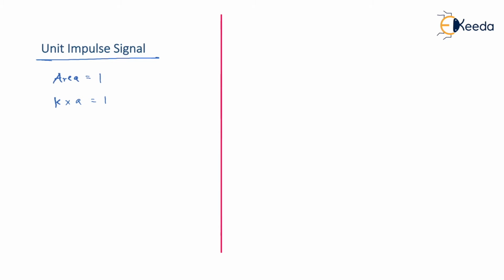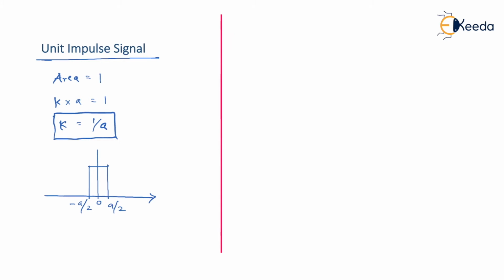Now, you know what I'm interested in? I'm interested in how much should be the height of the unit impulse signal. In that case, I can say height is K. So K is equal to, I can write this as 1 by A. Is it right? So this should be the height of the signal if you want area to become 1. So I'm drawing that unit impulse signal again. It starts at minus A by 2, ending at A by 2, which makes width equal to A. And height, as I said, should be 1 by A.